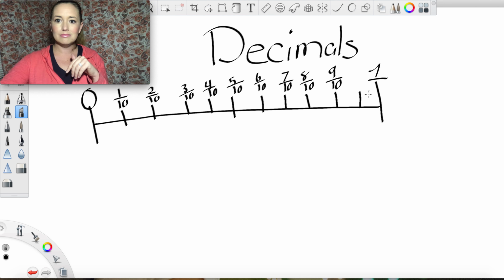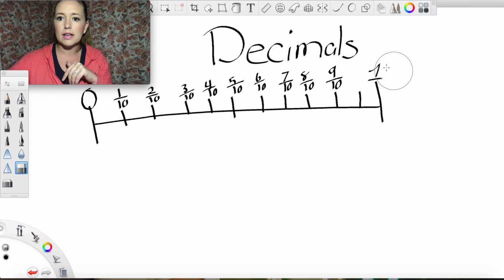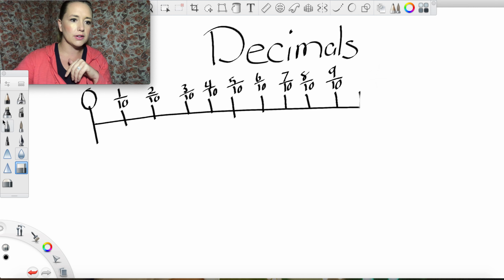9/10. Oh, I made a mistake. Here, we're going to get the eraser. Don't worry, okay? You can always erase. Mistakes help you learn. Okay, and this right here is 10/10.